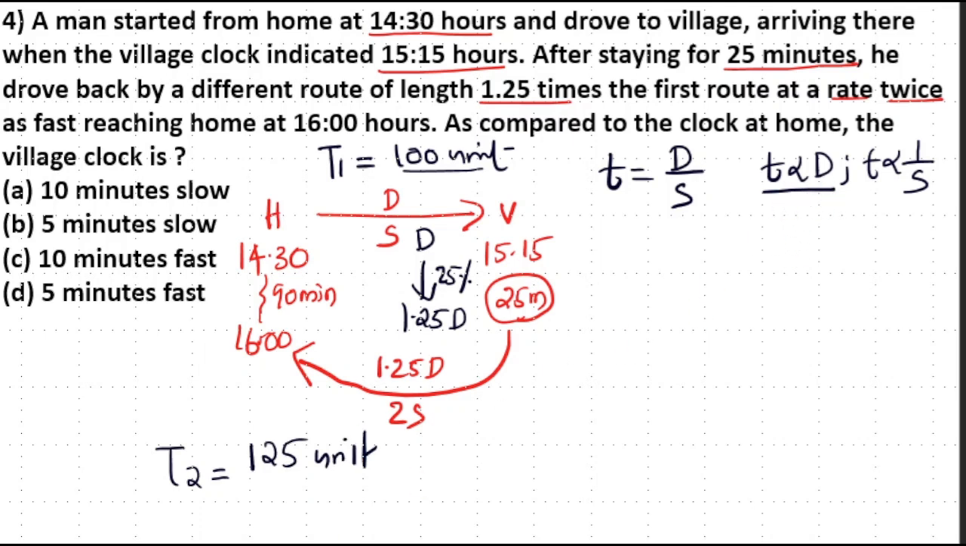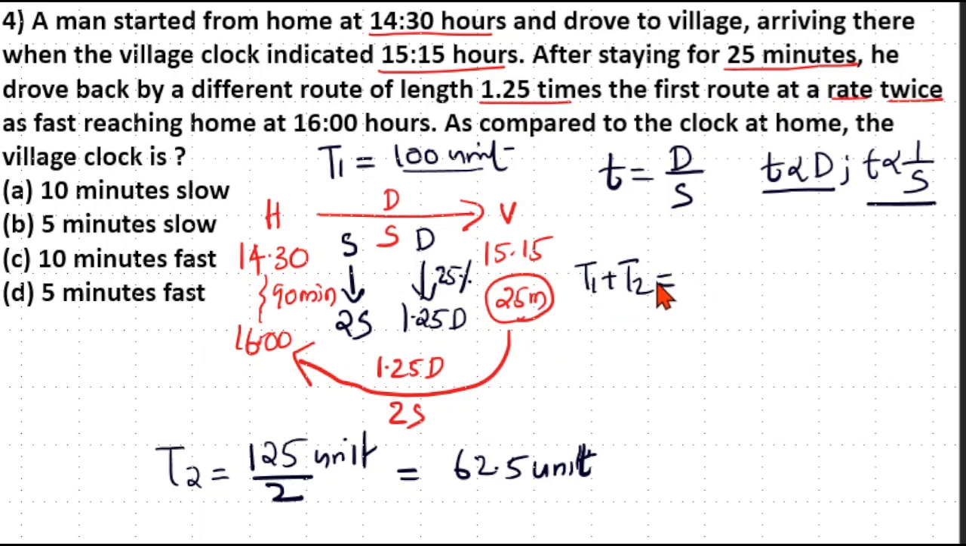Time is directly proportional to distance. But here, the initial speed was s and the final speed increased to 2s. So when s increases to 2s, time will be half of the initial time, because time is inversely proportional to speed. So when speed increases, time decreases. So the time will be half of 125, which is equal to 62.5 units. Here T1 plus T2 is 100 plus 62.5, which is equal to 162.5 units.